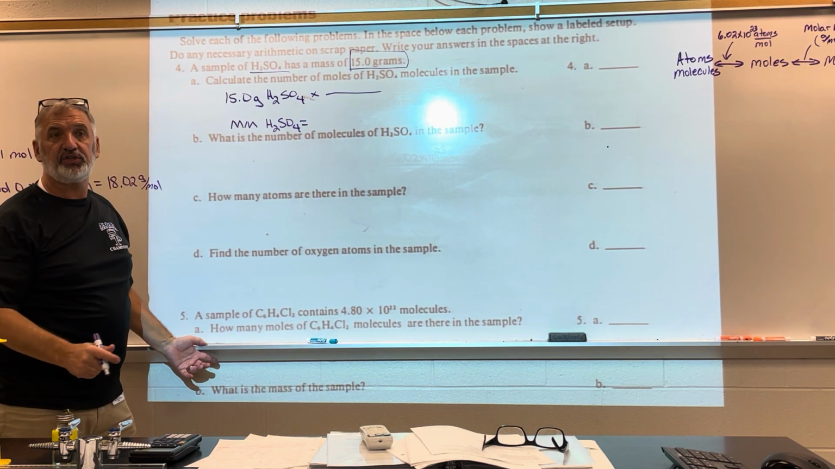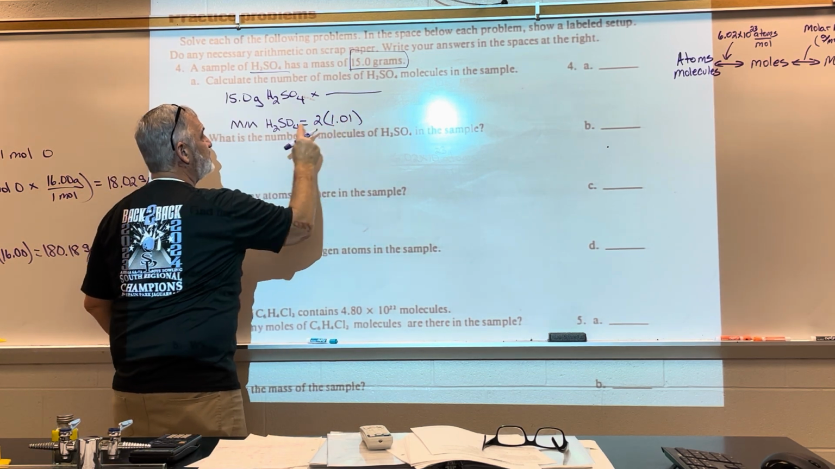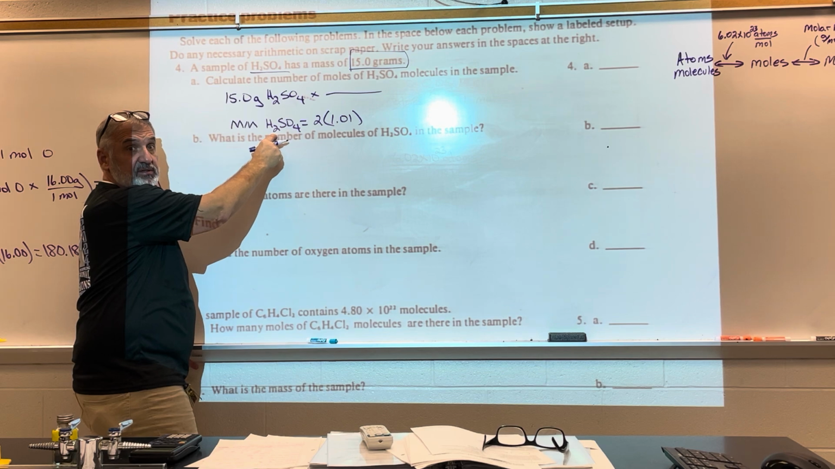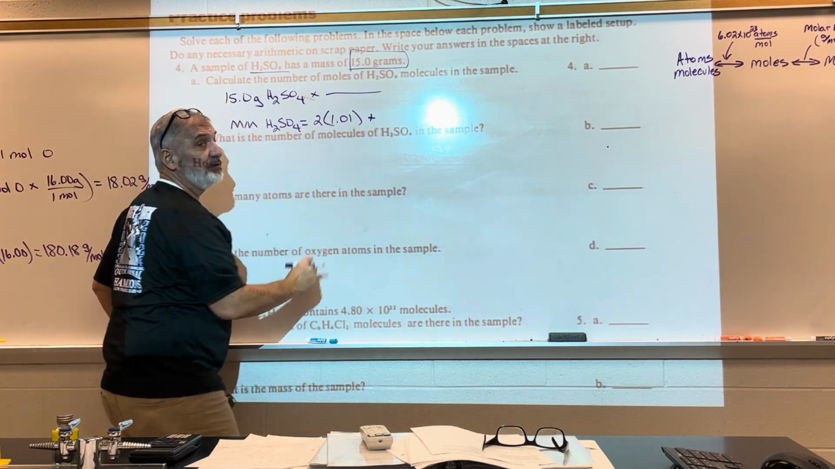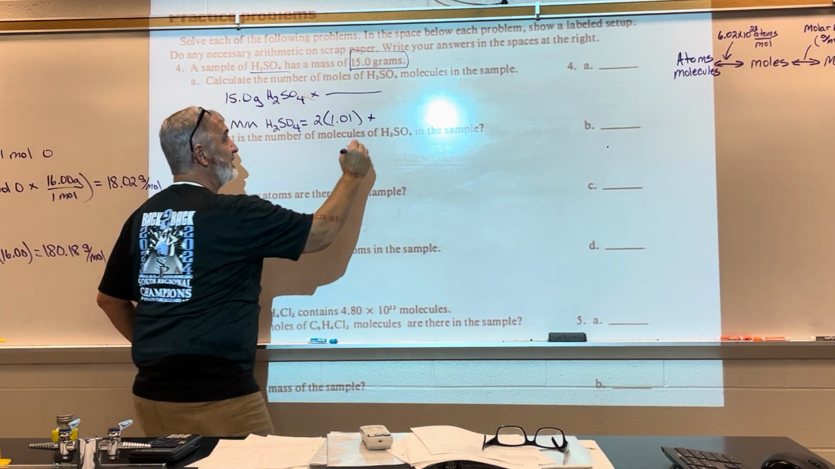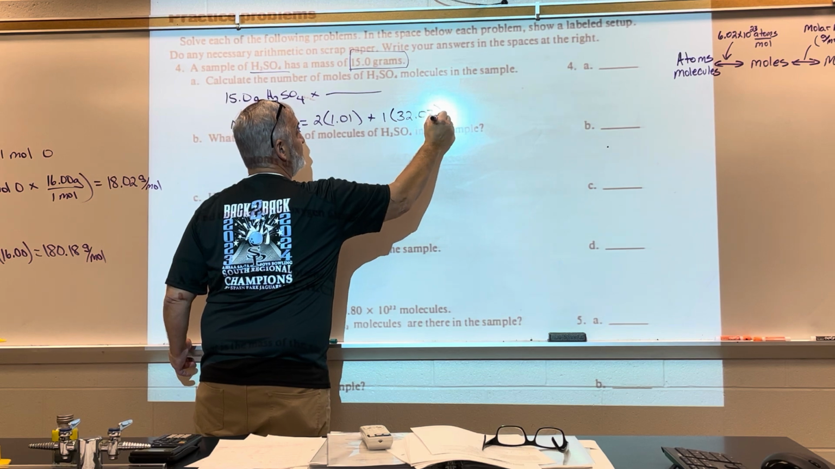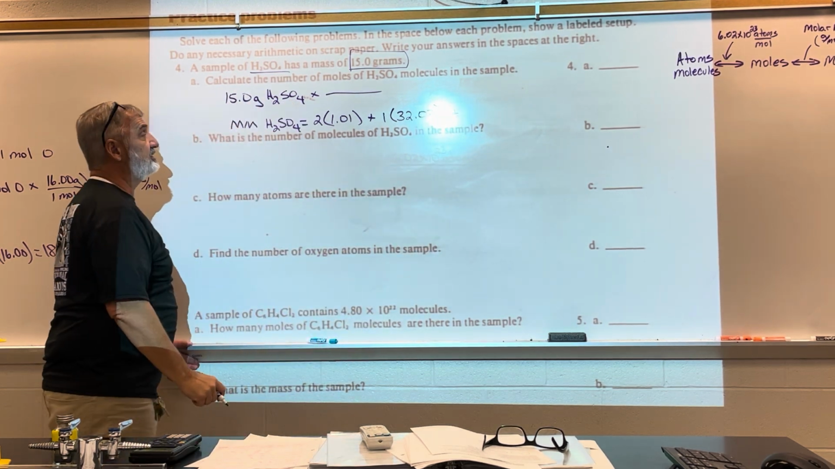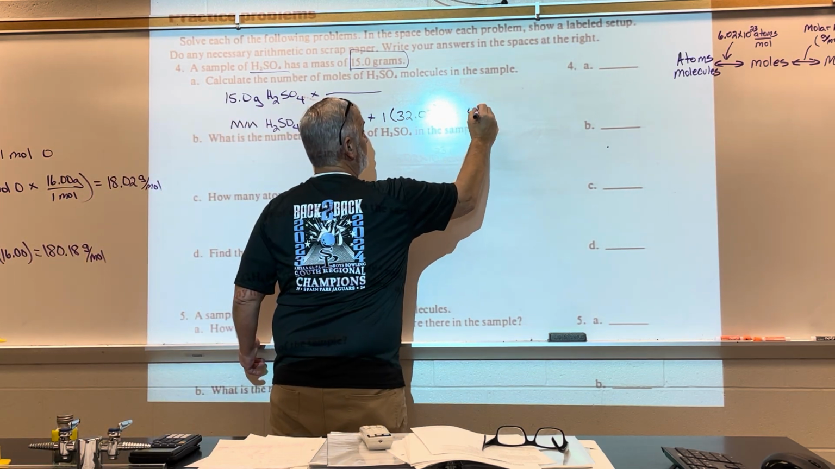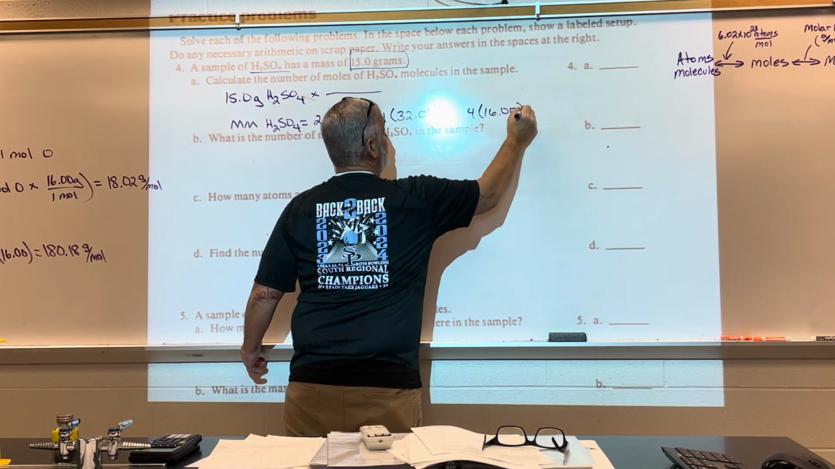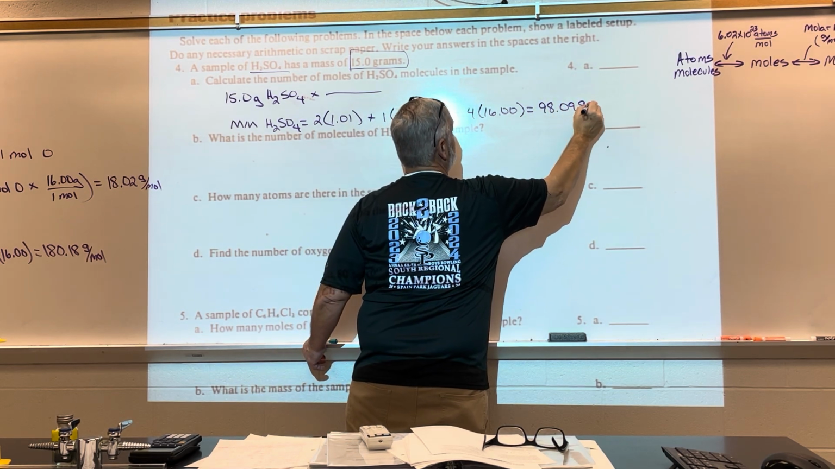So the molar mass of H2SO4 is going to be, how do I do it? H, 2 times 1.01, which is the atomic weight of hydrogen, plus, how many sulfurs do I have? 1. And the atomic weight of sulfur, 32.07. And how many oxygens do I have? 4. 16.00. And all that together is 98.09 grams per mole.